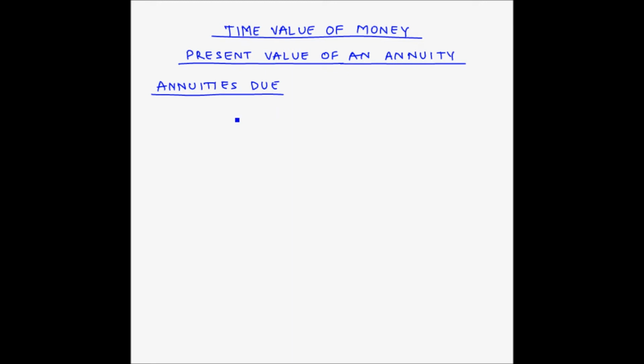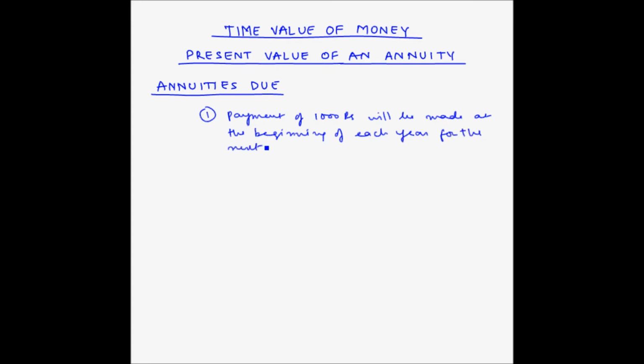So in the lottery example, let's say the first option now is that a payment of 1,000 rupees will be made at the beginning of each year for the next 3 years. And the second option is a lump sum payment today.